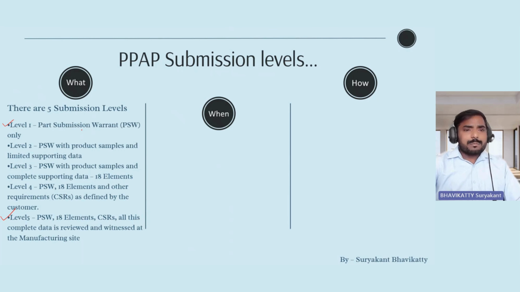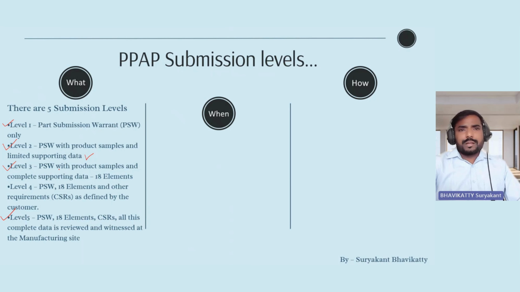The first level is where the part submission warrant, PSW, with the sample would be required to submit to the customer. This would be a part of level 1 where only the component will be there and the PSW sign off will be there. Talking about level 2, PSW will be there with the component, physical samples with limited supporting data. It means it can be the inspection report, control plan, FMEA, PFD, some limited data and documents will be there with the PSW on the component. Level 3 is considered as the default level.